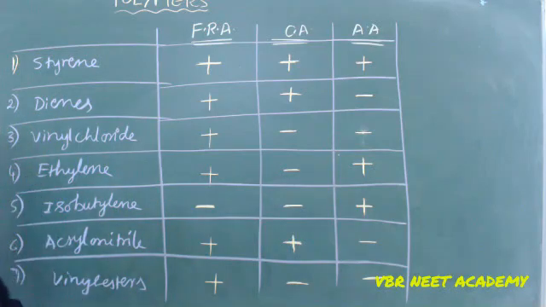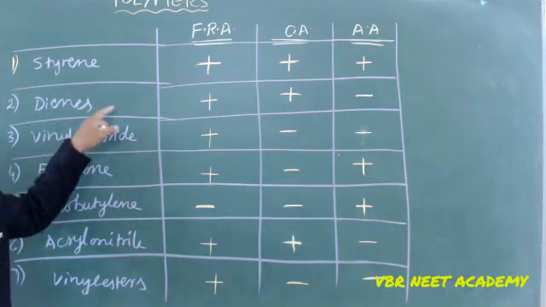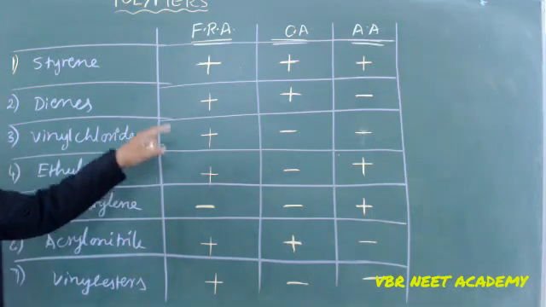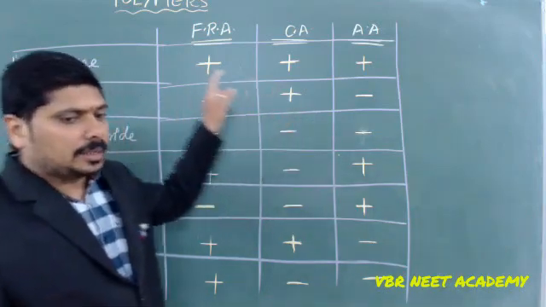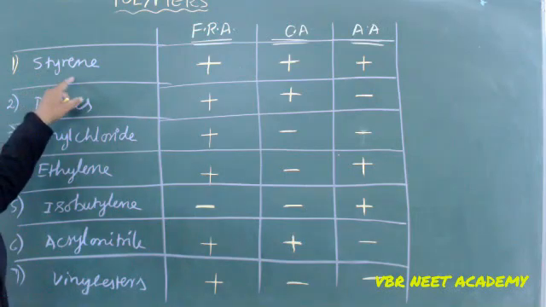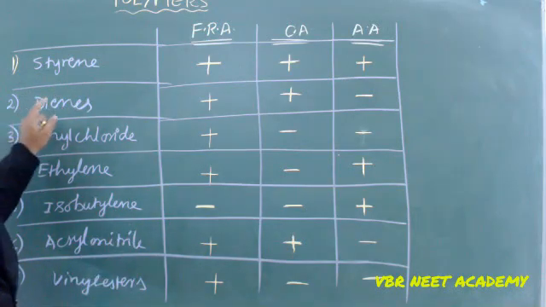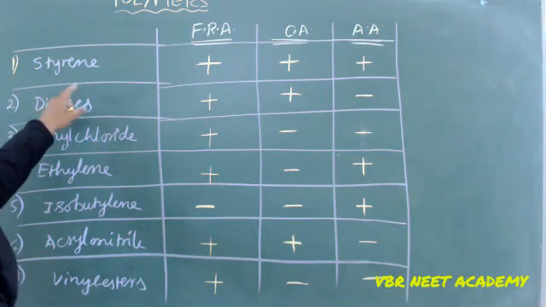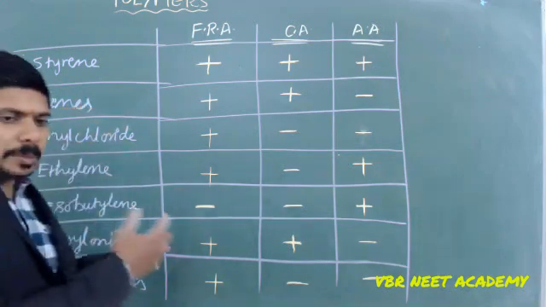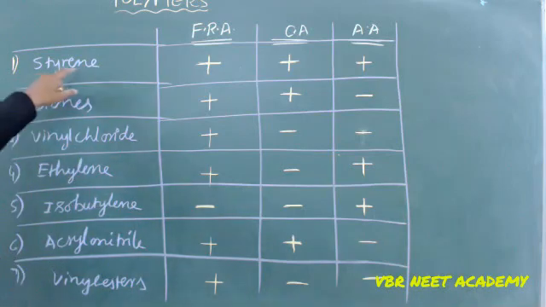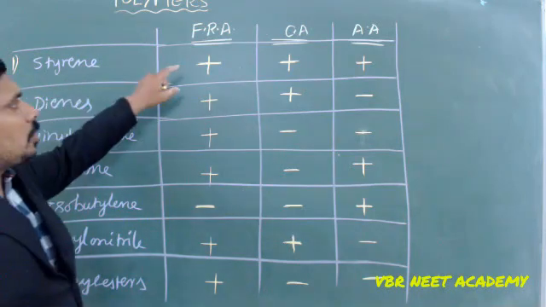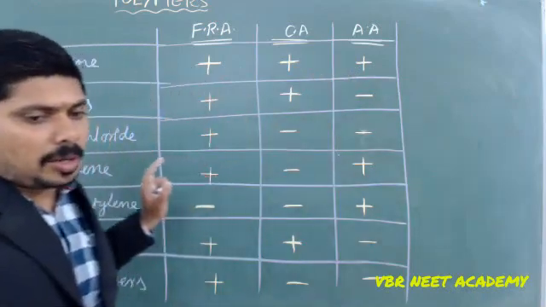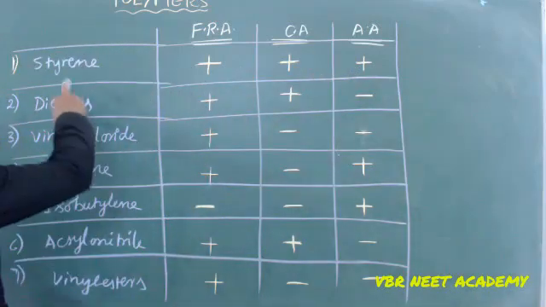These are the examples we are supposed to remember. Which of the following is undergoing free radical, which is cationic, which is anionic, can be explained by this table. You can take a screenshot or copy it into your notebook, but you are supposed to remember them. It depends upon the mechanism we already explained. If you take styrene, it can undergo free radical, cationic, and anionic. All the polymerizations can take place with styrene.